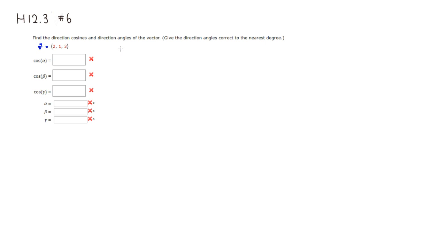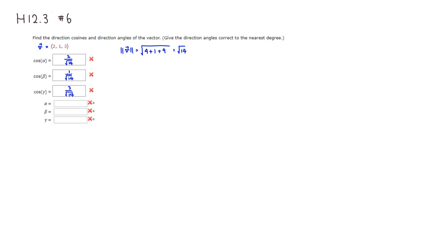The magnitude of this vector v is going to be the square root of 2 squared is 4, and 1 squared is 1, and 3 squared is 9. So this is going to be the square root of 14. All right, so cosine of alpha is simply take the first component, which is 2, divided by the magnitude, square root of 14. Cosine of beta is the second component, which is 1, over square root of 14. And cosine of gamma is the third component, divided by the magnitude of the vector.